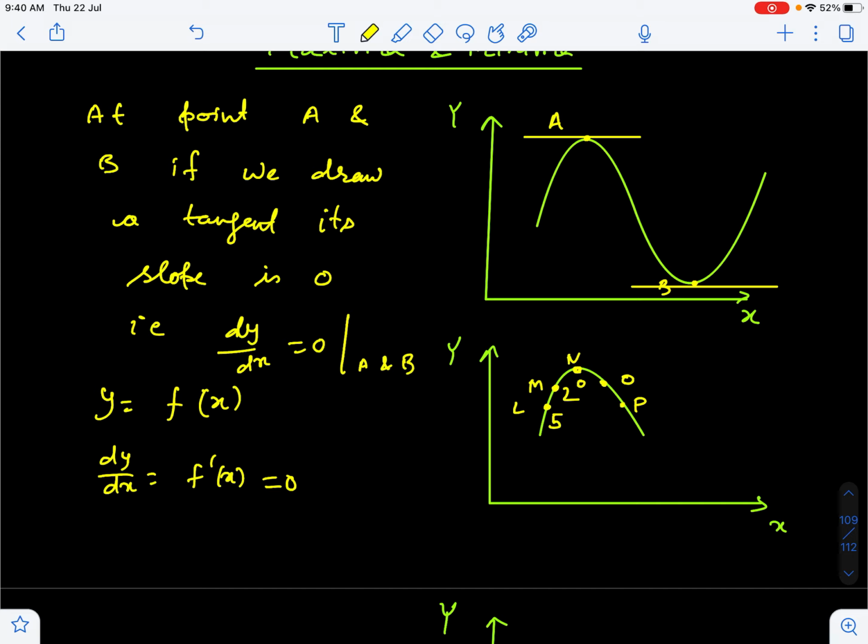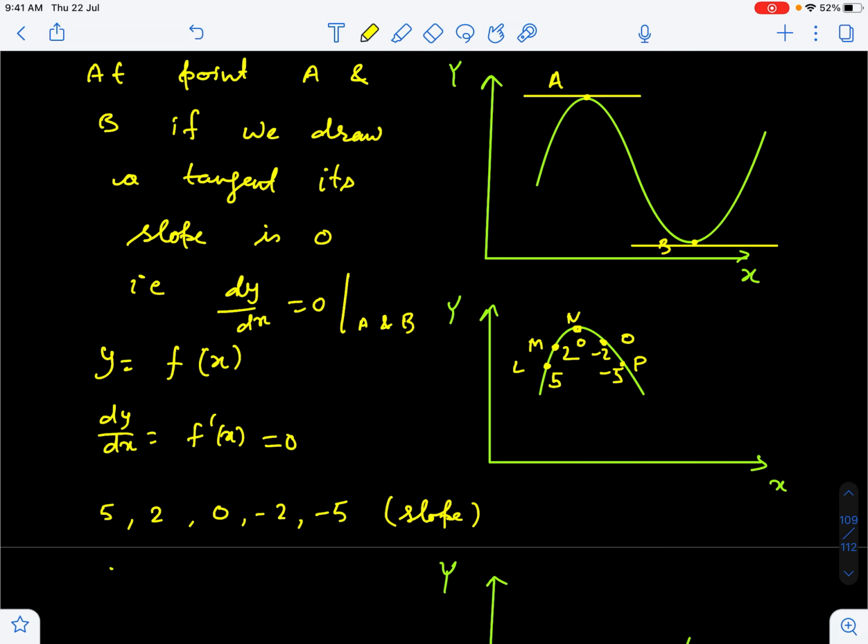Slope: I am writing 5, 2, 0, minus 2 and minus 5. If you check carefully, what is changing? These are the slopes at the points: 5, 2, 0, minus 2, minus 5. These are the slopes of the line.